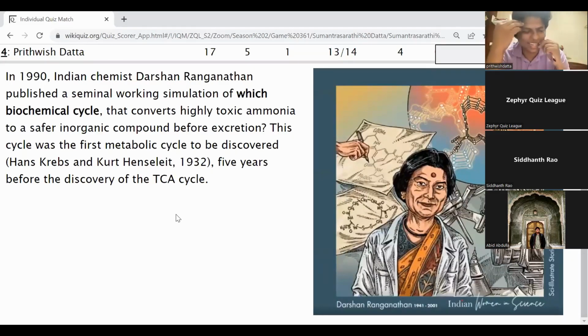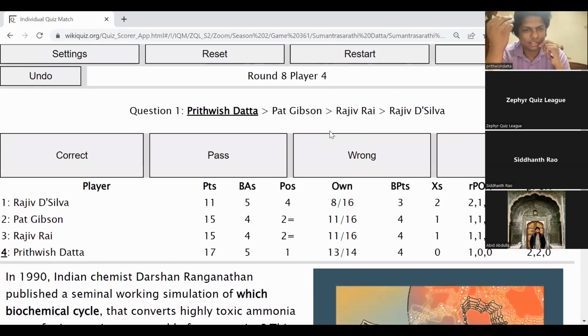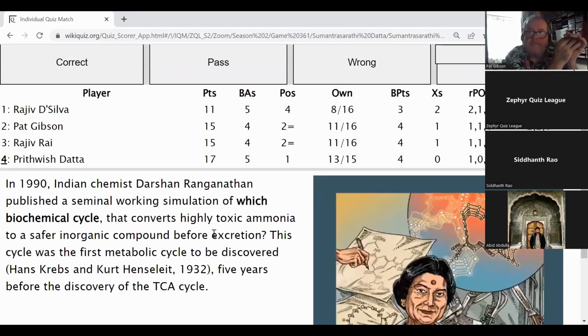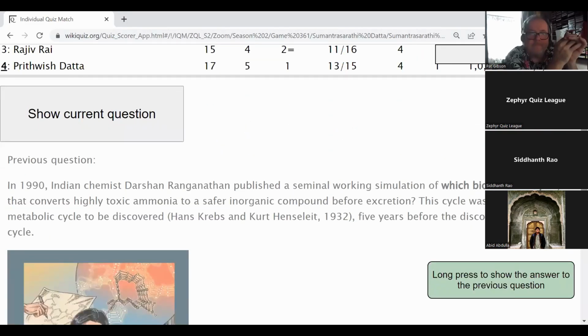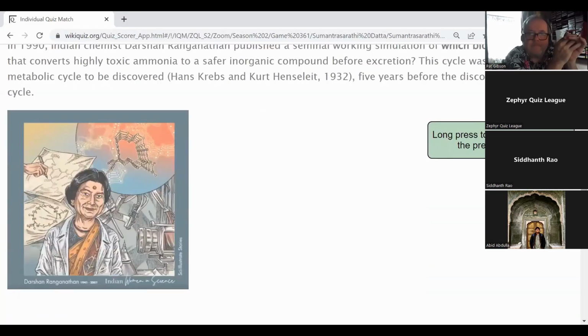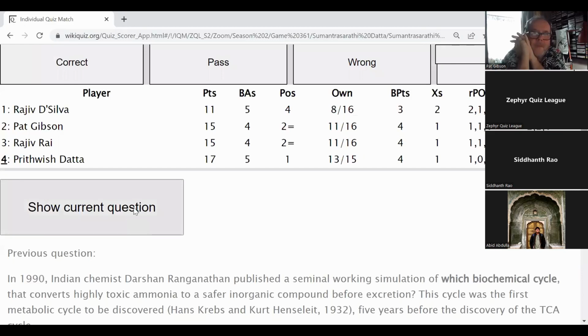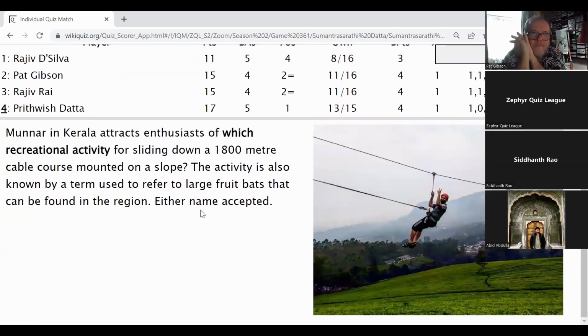Doesn't fit. Nitrogen fixation. We'll pass on to Pat. Pass. Rajiv Rai, pass. And Rajiv De Silva. Pass. Something like the urea cycle or something. Yes, this is the urea cycle. That's all. Moving on to Prithwish's last direct.